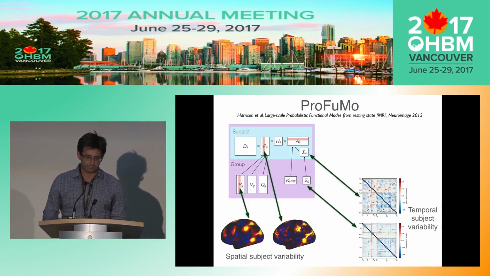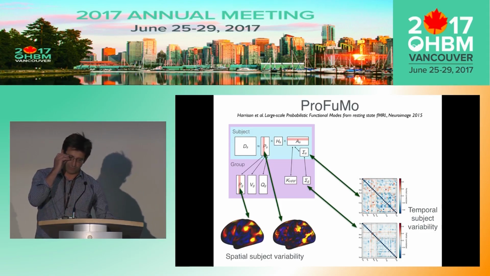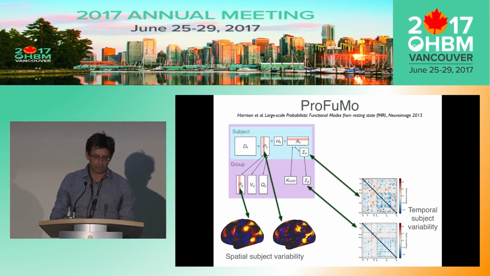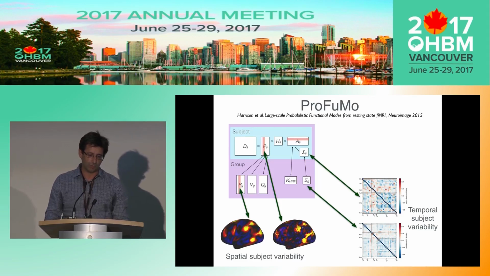So the approach that we have for doing this is being developed by a postdoc in our lab, Sam Harrison. It's published about a year or so ago, called PROFUMO, which stands for Probabilistic Functional Modes. And the model is essentially the same kind of model as you see in an ICA model, an outer product model, that models the spatiotemporal data for each subject as a linear combination of modes, where each mode is described by a spatial map and by a time course. And this is described at the subject level, including a model of the functional connectome, telling you the mode-by-mode correlations between the different mode time courses.